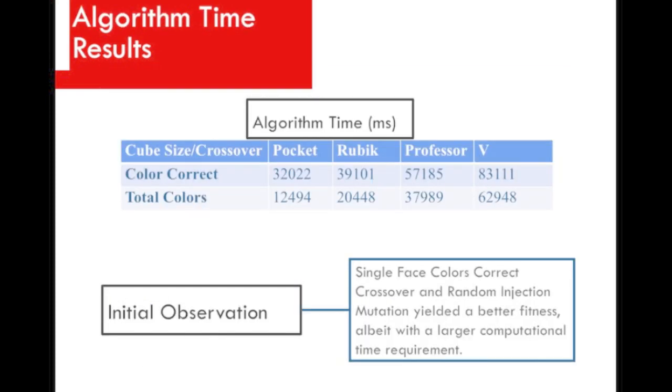Here are some of our results. Our algorithm time results are shown below. Our initial observation from this algorithm time results shows that the single phase colors correct crossover and the random injection mutation combined together yielded the best fitness out of all the 4 types. Though, it should be noted that this required a larger computational time requirement.